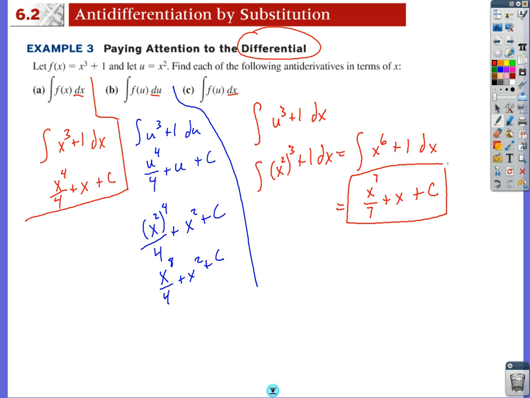As you can see, the answer that we got in part C does not match up to the answer that we got in part B. It is very important that your differential match up to your integrand. They are not going to be the same answer. Why did I go through this whole example? Because of what's coming up next.